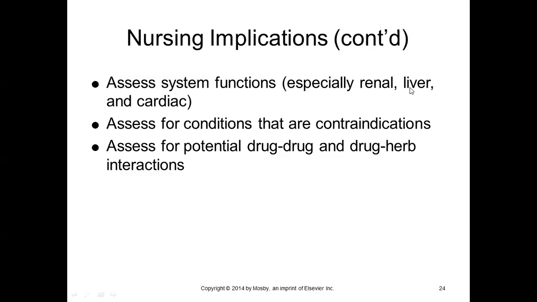Assess the system function, especially renal, liver, or cardiac. So if they take an herbal, what are the bad effects of that herbal on the kidney? Is it renal toxicity, nephrotoxicity? Is it hepatotoxicity, or any bad effect on the heart? You have to know. If you know, you have to inform your patient because you are concerned about their health.